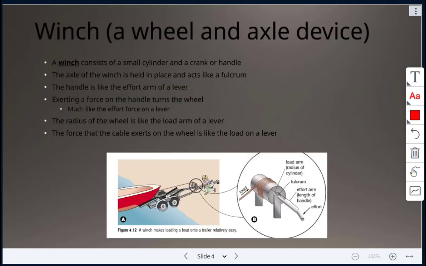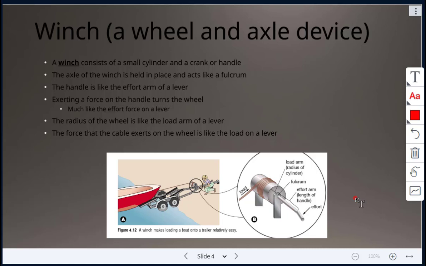All right, so here is an example of a wheel and axle device. This is called a winch. And I do have another video I'll show later on the winch. Basically this winch here is being used to make loading a boat onto a trailer much easier. So it consists of a small cylinder. You've got the cylinder here, then it's got this crank or handle.